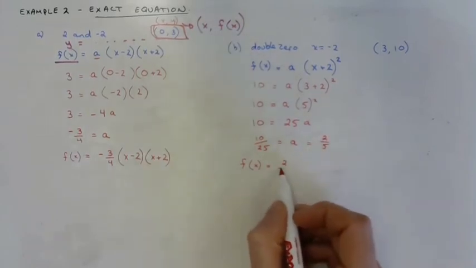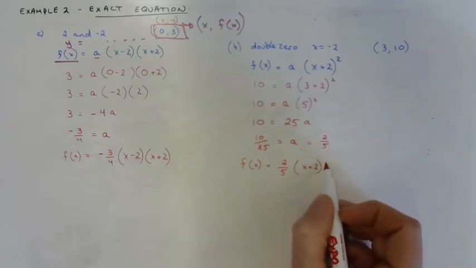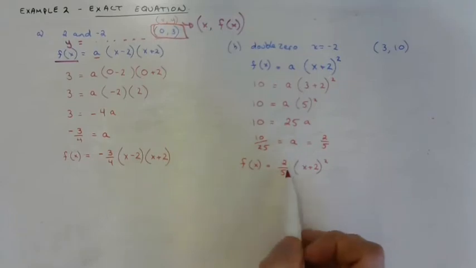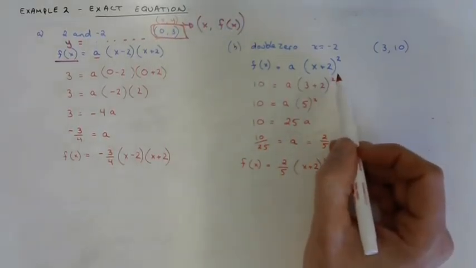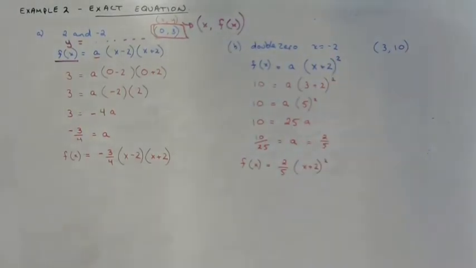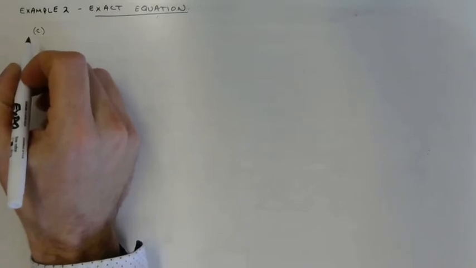So we have an a of 2/5 times x plus 2 squared. You're just subbing your value of a that you now know into the equation for the family of quadratics that has a double zero at negative 2. The next one's a little bit more challenging, so make sure you have enough space and be careful, okay?